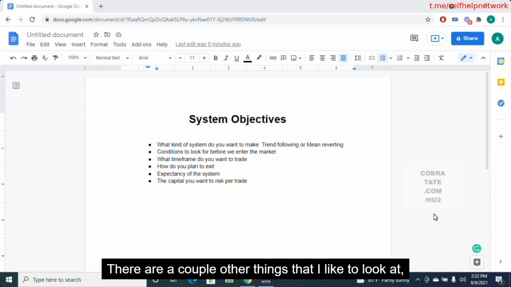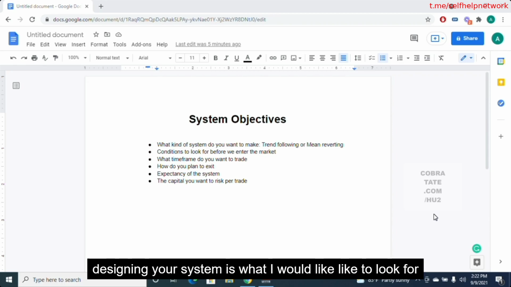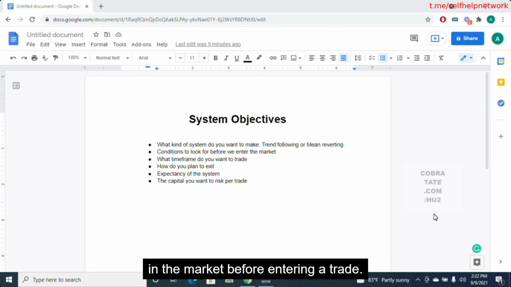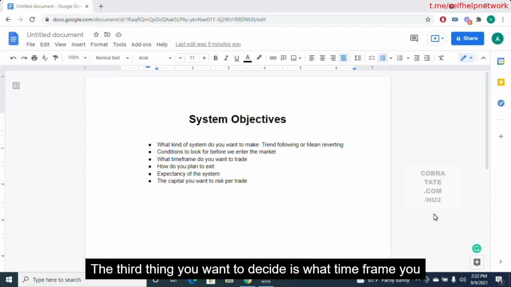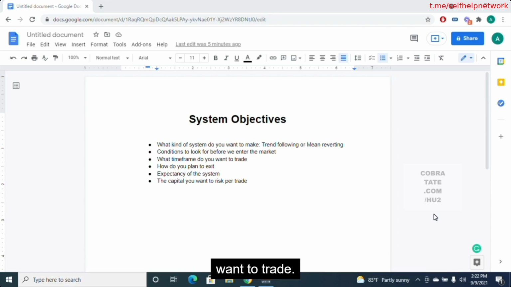There are a couple of other things that I like to look at, but this is what you have to think about when you're designing your system: what would I like to look for in the market before entering a trade. The third thing you want to decide is what time frame you want to trade.